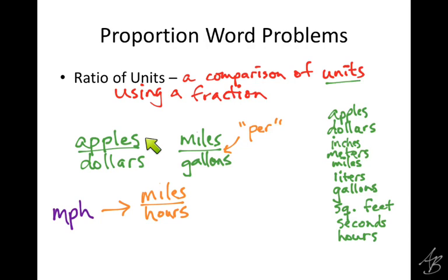Notice, though, that all of these examples here have different types of units that we're comparing. So we have apples and dollars. We have miles and gallons. Those are both units that we listed over here. Miles and hours. Those are both units. All right, so miles is a unit of length. Hours is a unit of time. But we're comparing those two things and see how they relate to each other in specific situations.